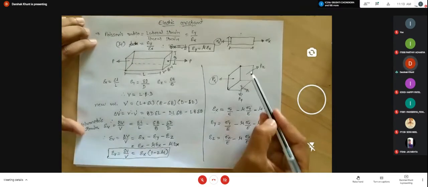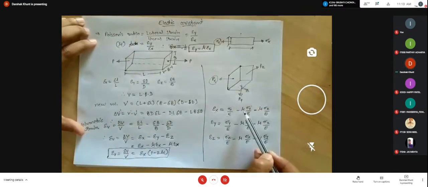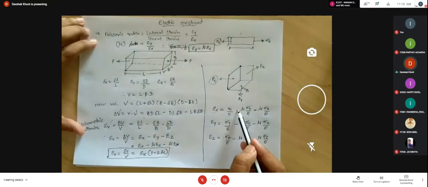Now here, if any stress is compressive in nature, you have to put the opposite sign here. Okay, so it becomes plus.